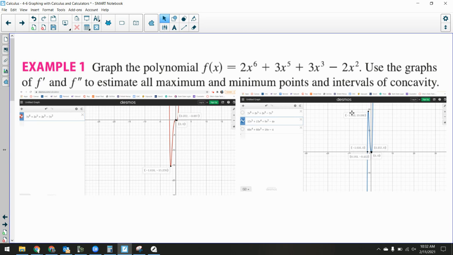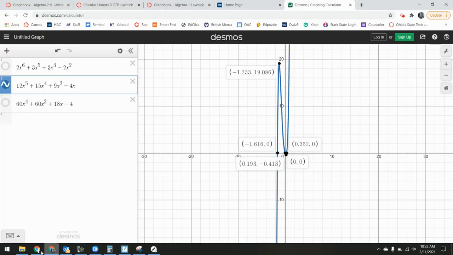The possibilities of inflection points. Yeah, the inflection points. Which would be what if I look at the actual graph of the second derivative? The zeros of the second derivative. Let's take a look and see if that's actually true.